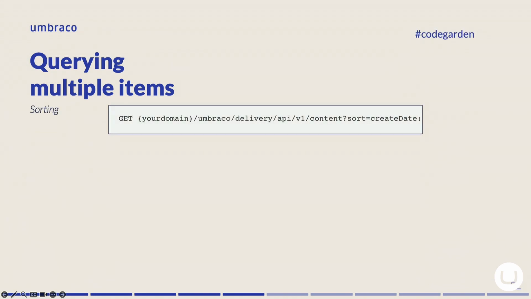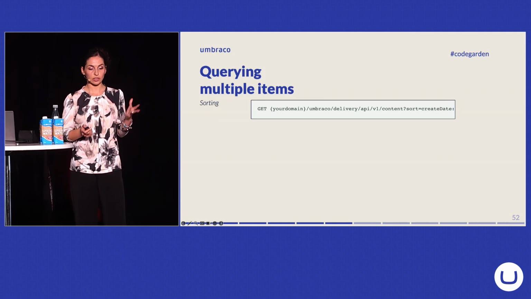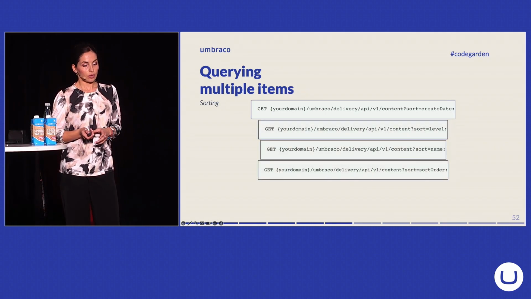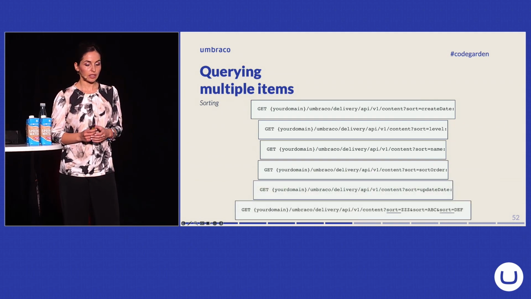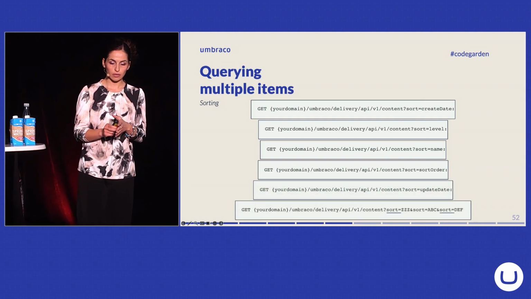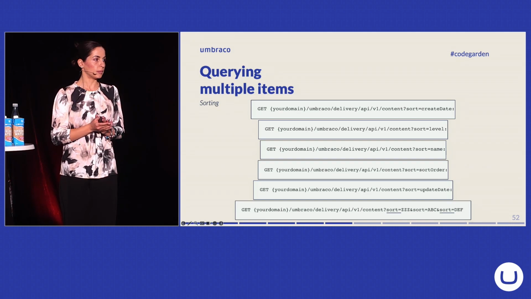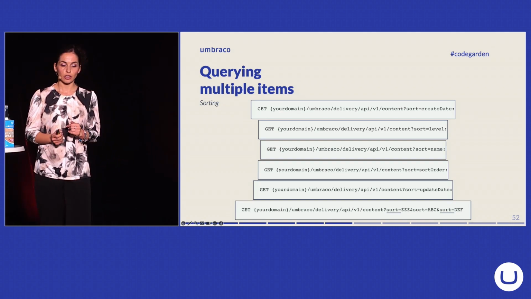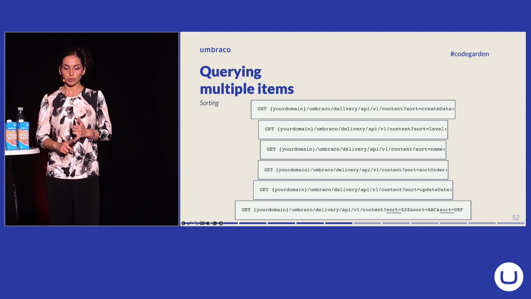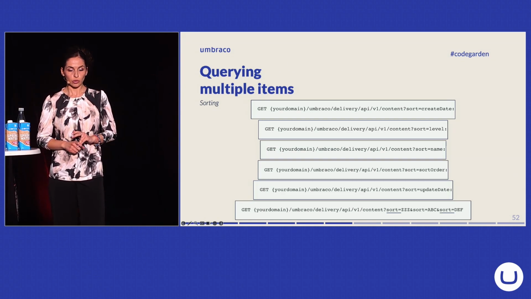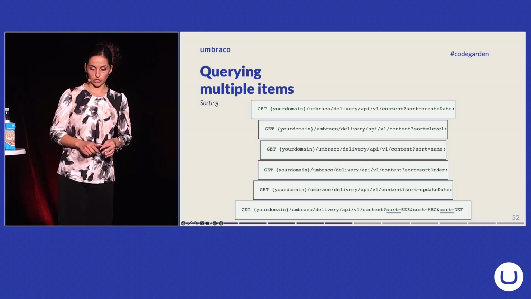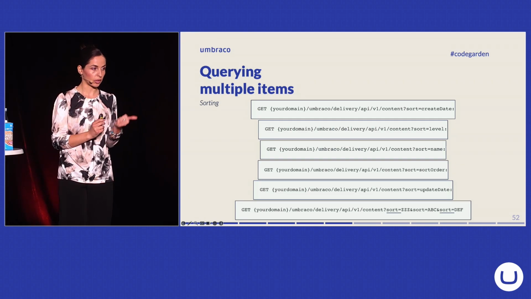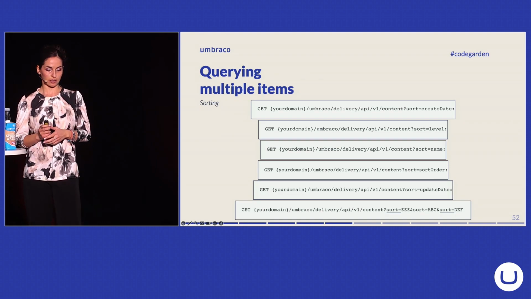We can also sort using different parameters. For example, we can sort by create date, by level, by name, sort order, and update date. Here we can also chain different sorts as well. And just to recall, we can have multiple filters, we can have multiple sorts, but we can only have one fetch. It's only possible to get a single selector. So either the children, descendants, or ancestors.